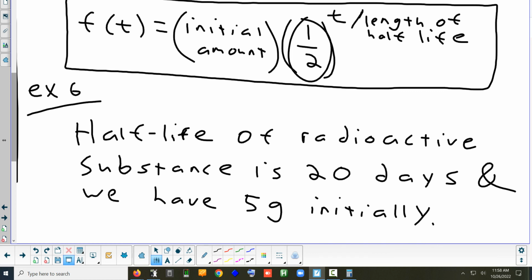Okay, so last problem says we have a radioactive substance that has a half-life of 20 days, and we originally start with 5 grams. So every 20 days that goes by, if you come back and look at it 20 days from now, you're only going to have half of what you started with, because it decays. It's kind of like water evaporating; it just disappears, but it's a little bit.